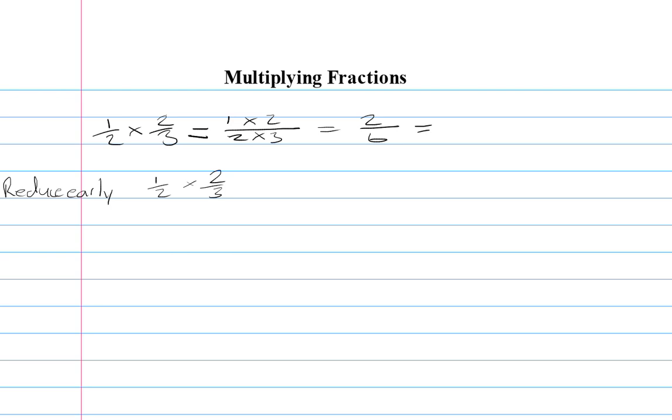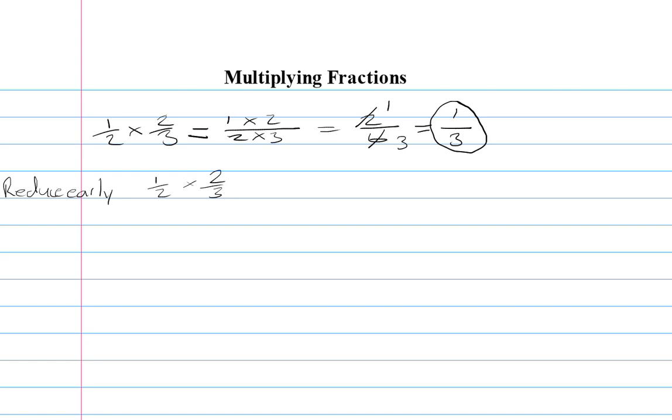So what number can go into my numerator and also go into my denominator without leaving a remainder? That'll be the number 2, right? So 2 could go into 2 once, 2 could go into 6 3 times. So my final answer will be 1 over 3. All right. So that was our answer.